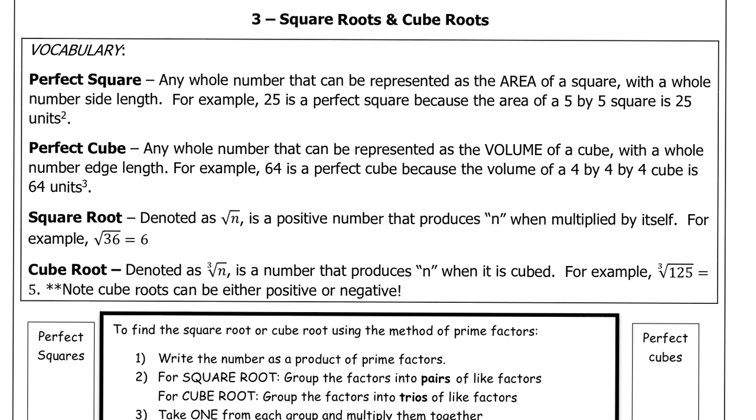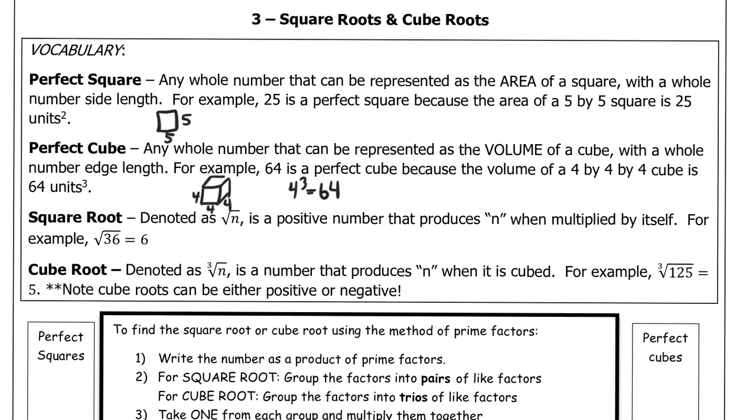So for example, 25 is a perfect square. And the reason that it is, is because we can create a square that has area 5 by 5, and that's where the actual square root comes from, is you can create a square. A perfect cube is any number that multiplies by itself 3 times to give you that number. So 64 is a perfect cube because I can create a cube that has dimensions 4 by 4 by 4. So 4 to the power of 3 is 64. Therefore, 64 is a perfect cube.